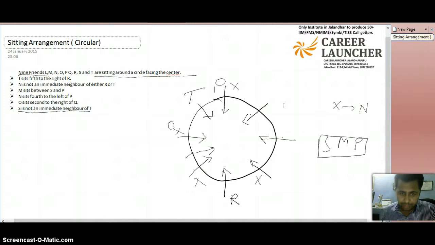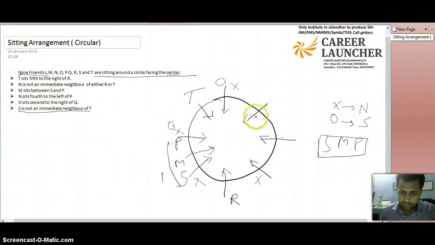I've removed S, M and P. SMP would be here only, on these three places, and S cannot be here because there's a circle here. Circle means S cannot be here. So I need to draw SMP here, but S should be here, M should be here, and P should be here, right? So we'll make the adjustment accordingly now.